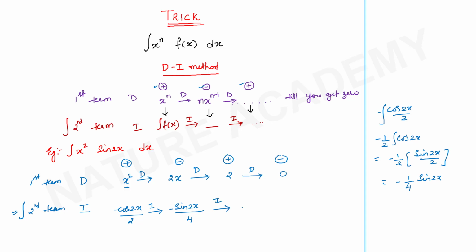Again I will integrate this. So this integration will lead me to cos 2x, because the integral of sine 2x is minus cos 2x, the minus gets cancelled, and in the denominator again I will have 4 into 2, which is 8. This will be my third term.